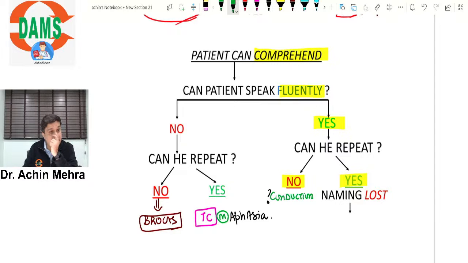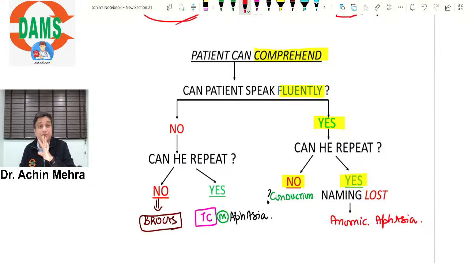Correct. In this patient, he can understand, he can speak, he can repeat, and only one variable is lost, that's naming. That's your anomic aphasia. Right? So that was a quick summary of everything that we have seen.